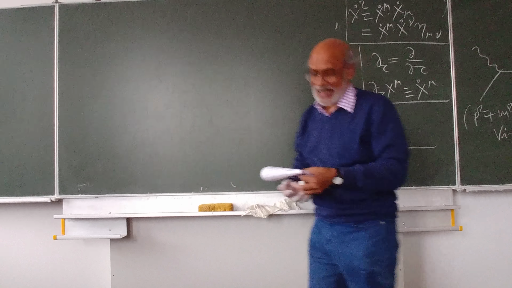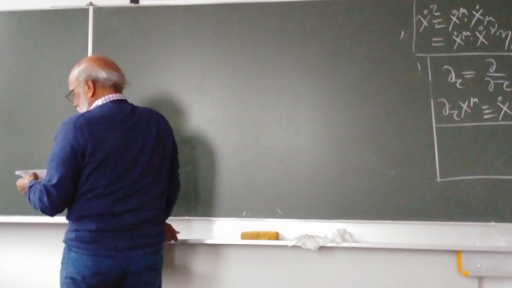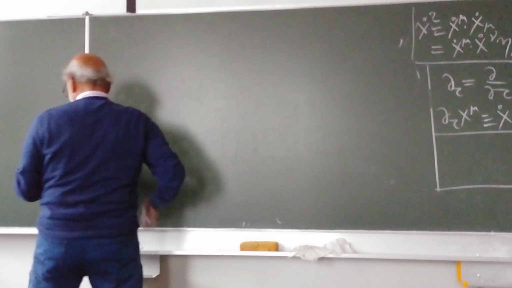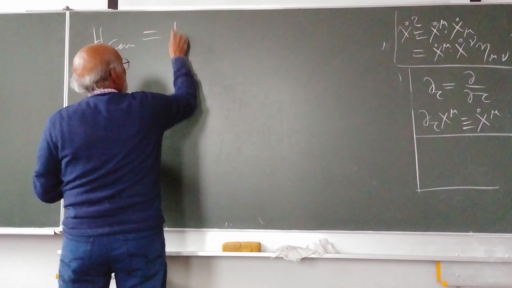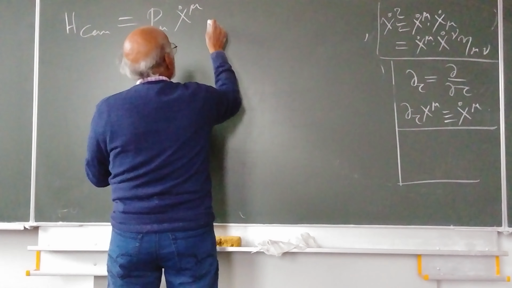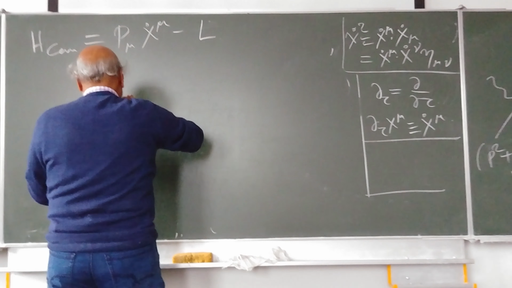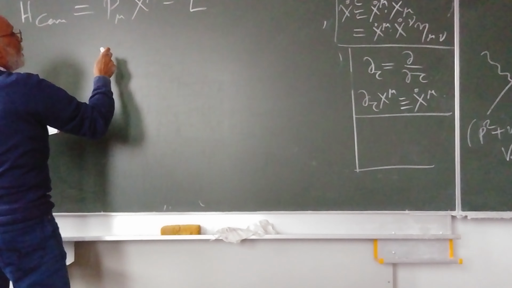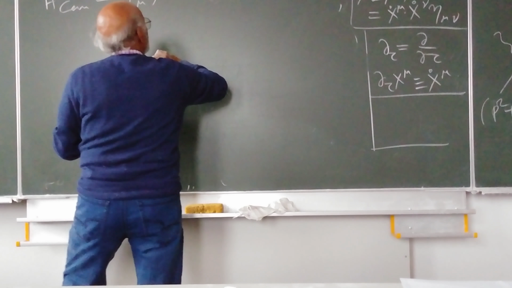Is it going to, this is mechanics, so it's not going to be a density, but just the Hamiltonian. Okay, so this is P mu x mu dot minus L, and L I can write as a density also.